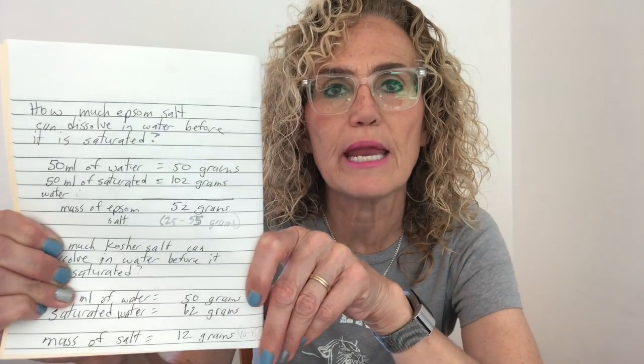So let's wrap up this experiment, and I want us to write in your science notebook how much Epsom salt can dissolve in water before it is saturated. Well, if you take 50 milliliters of water, we know it weighs 50 grams. We know that's the mass of 50 milliliters of water. And when I measured the mass of my saturated Epsom salt water, it was 102 grams. So my water absorbed 52 grams of Epsom salt. Now, the temperature might be different from yours. You might not shake it as vigorously as me. So I would accept anything between 25 and 55 grams of Epsom salt on your experiment.